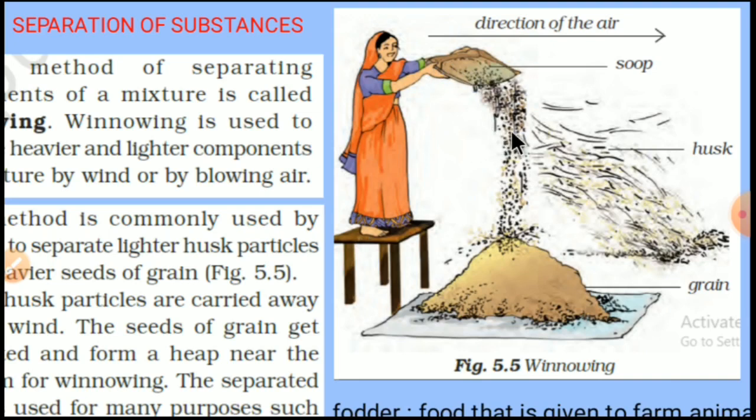Because of the blowing of air, the grain particles, which are heavier, form a heap of grain near the stand, and the husk particles, which are lighter, because of the blowing of air, will go away from the grain. Okay, and hence husk particles and grain get separated. This is the direction of air in which husk particles are going away from the grain. I hope you must have got this idea.